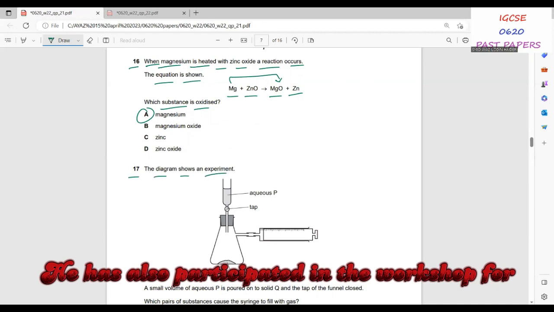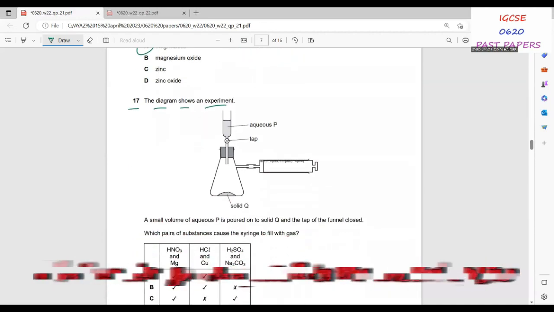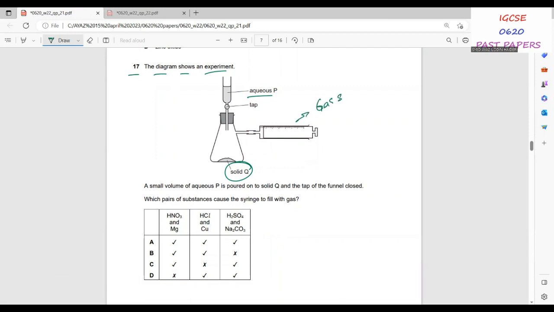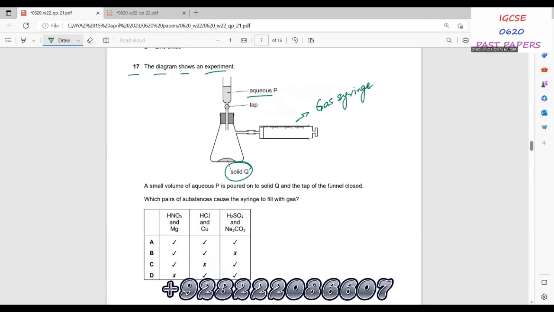17. The diagram shows an experiment. You have a thistle funnel, conical flask, and gas syringe. We have added aqueous P from the thistle funnel into the conical flask containing solid Q. Whatever gas is produced will be collected in the gas syringe. A small volume of aqueous P is poured onto solid Q and the tap of the funnel closed. Which pairs of substances cause the syringe to fill up with gas?